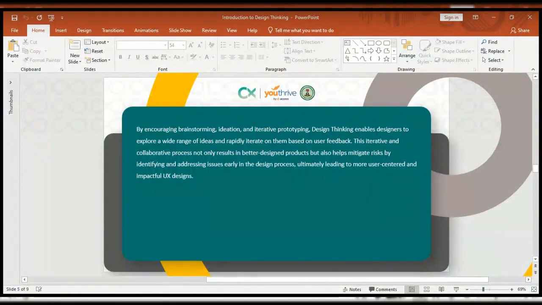By encouraging brainstorming, iteration, and prototyping, design thinking enables designers to explore a wide range of ideas and rapidly iterate on them based on users' feedback. Okay, this is why it is important. This collaborative process not only results in better design products, but also helps mitigate risks by identifying and addressing issues early in the design process, ultimately leading to more user-centered and impactful UX design.